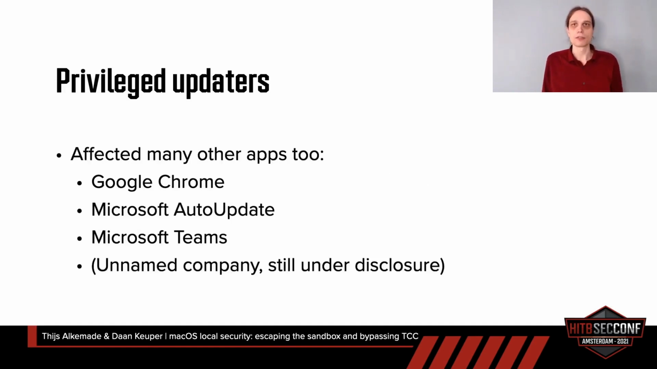Now, many other applications have been found to be vulnerable in a similar way. Google Chrome had a vulnerability like this at some point. Microsoft Auto Update for Office had this type of vulnerability. Microsoft Teams had a similar vulnerability too recently. And there's another unnamed company that's still under disclosure that we cannot talk about just yet.